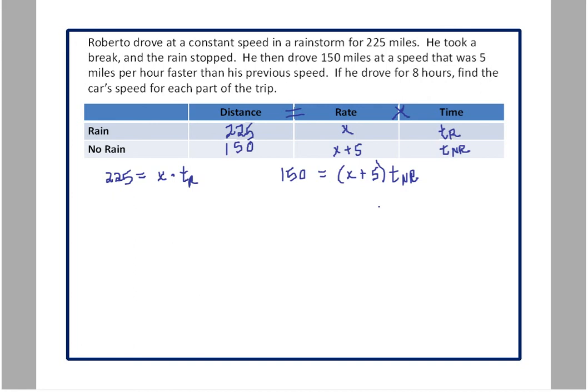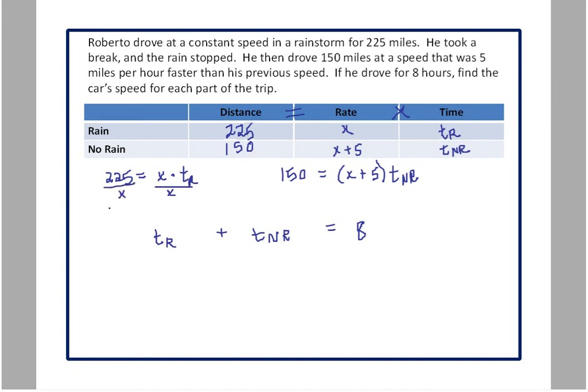Now we know that if we add up the two times, they give us 8 hours, so we need to use that information. The time with the rain plus the time without the rain, NR, equals 8. What we want to do up above is solve these equations for time. I've got x times the time, so I'm going to divide by x on both sides.